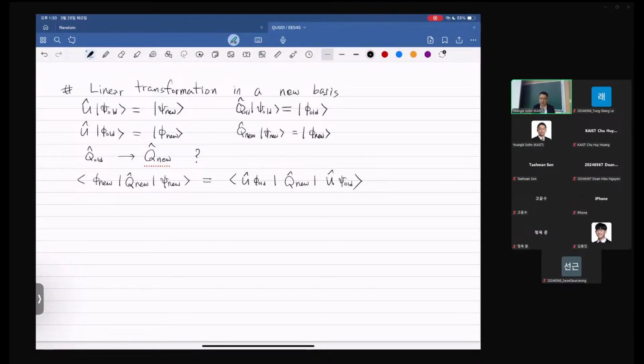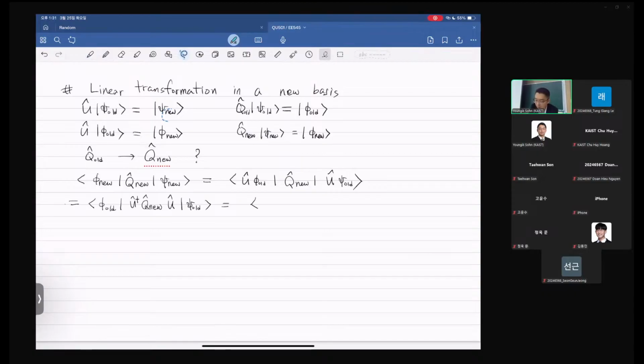Next step, I'm going to move this U into the middle. We have learned the rule for how to do it. So if I do so, phi old, U goes there when you take the complex conjugate, so U dagger, and it comes before Q new, and then U just comes on the right hand side in the same shape. And then the last one.